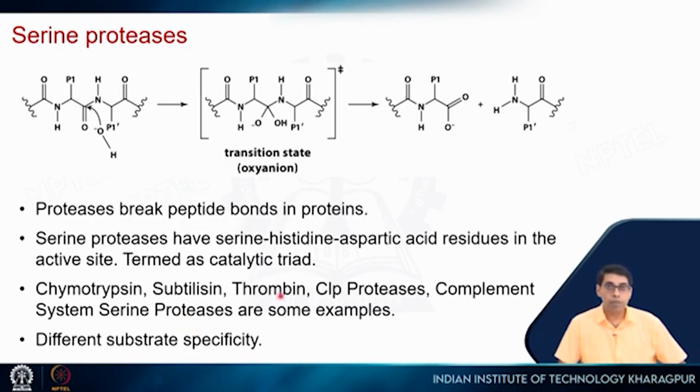Now these different proteases have different substrate specificity. So some proteases have no specificity, so they do not care what is P1 and what is P2. Some care what is P1 and what is P1 dash, some care what is P1 dash, and some proteases have very high specificity, meaning that not only these two but also the neighboring amino acids will determine whether the enzyme will cleave it or not, right?